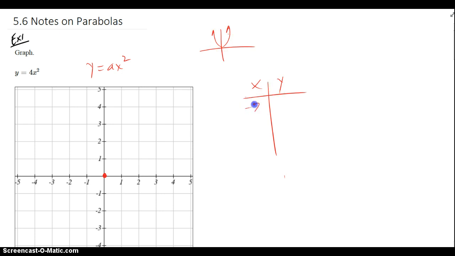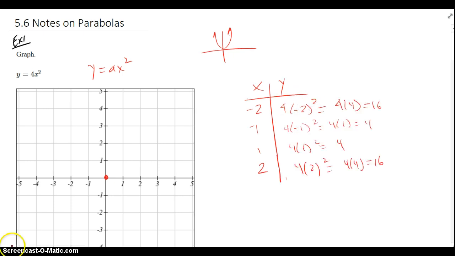So I'm going to put a couple of values in. I know zero, it's going to go through 0, 0, and plug that in and see what it gives me. So once I have those ordered pairs, it looks like it goes through negative 2, 16. That's going to be way up there. Same thing for this one, positive 2, 16. So let's just take care of negative 1, up 4 and positive 1, up 4, and then I'm going to draw my parabola through that. So notice the symmetry.